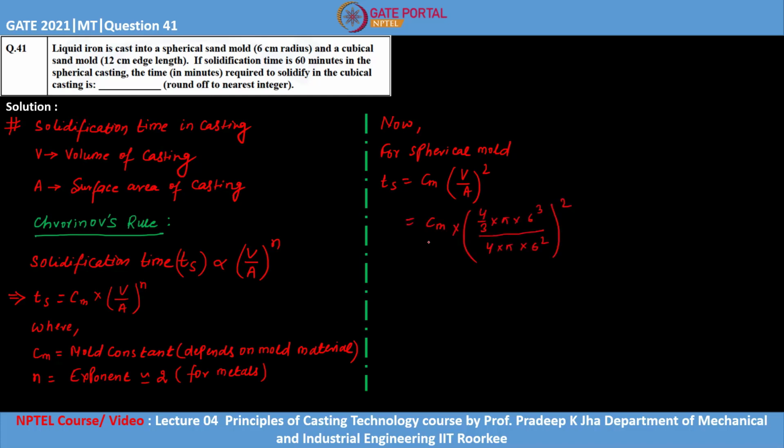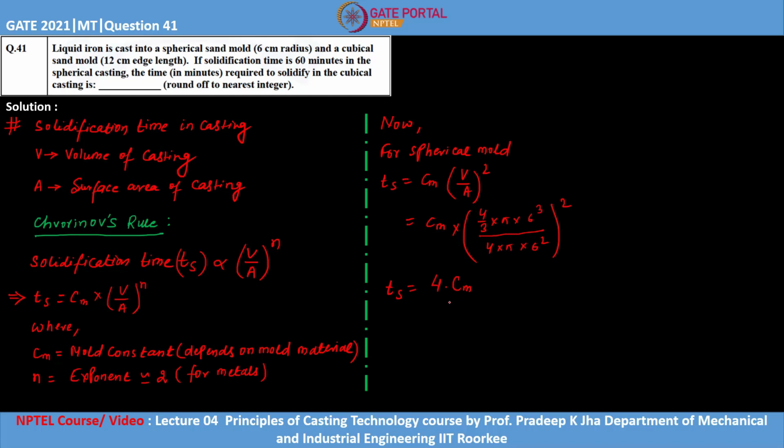Now in case of a sphere, the volume can be written as 4 by 3 pi r cube, and r we have been given is 6 centimeter, and similarly the area can be written as 4 pi r square, and the value of r we can put as 6. So if you simplify this, we will get the relation Ts is equal to 4 times Cm, and Cm is nothing but the mold constant.